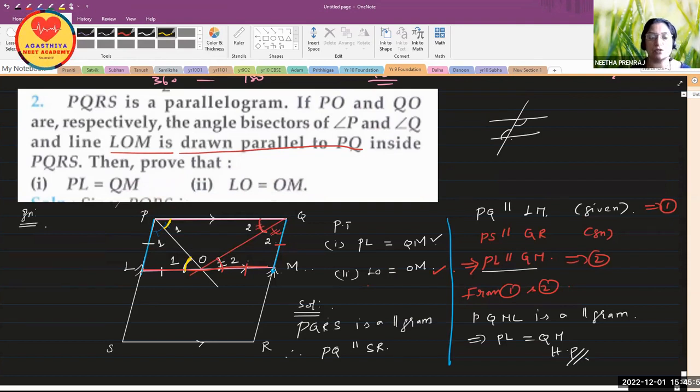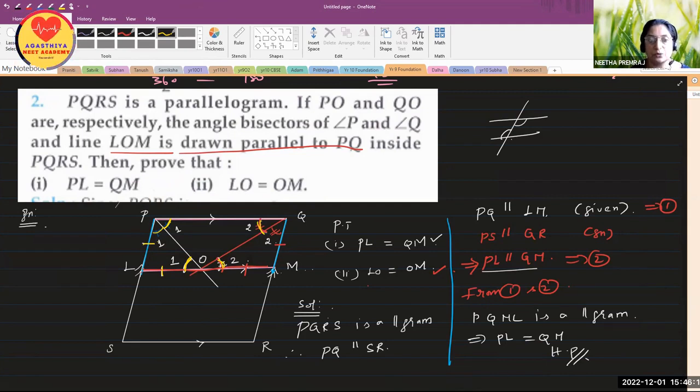PLO is an isosceles triangle because this is one and this is also one. So these two side measures must be equal. Correct? Similarly, if you come to this side, this and this angles are equal, alternate angles. Again, this is two. So OQM is also an isosceles triangle. So this measure is equal to this measure.